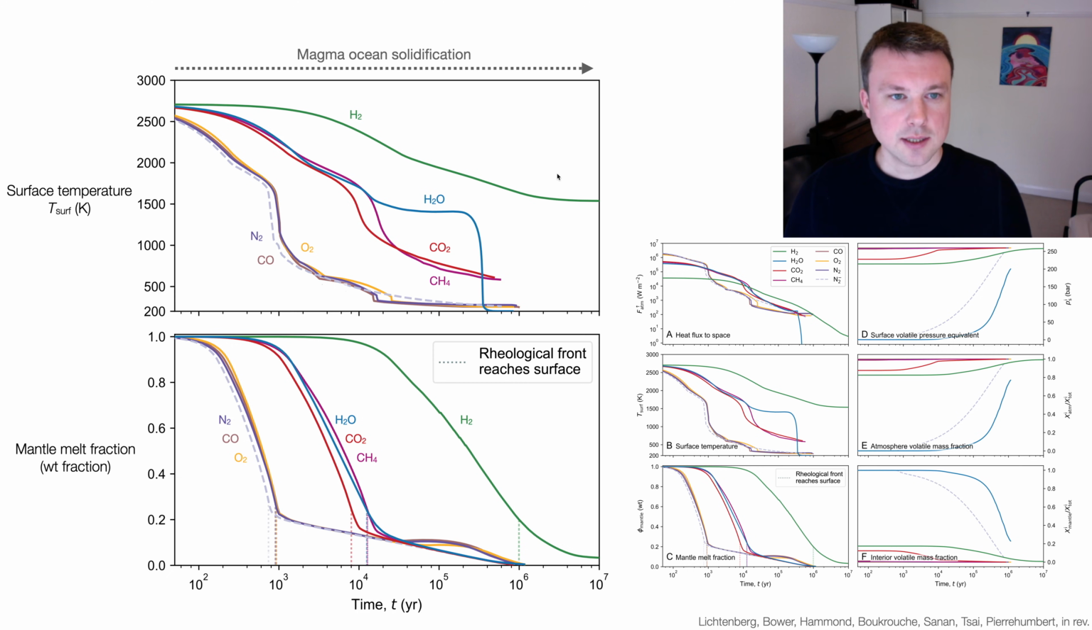Now what you see is that there are three principal classes of magma ocean cool down behavior. One is composed of the ones for N2, CO, and O2, which show a relatively fast cool down behavior. A middle class, a second class, is composed of the H2O, CO2, and CH4 cases. And one is composed only of the H2 component, or the H2 dominated planets, which show a very protracted solidification timescale.